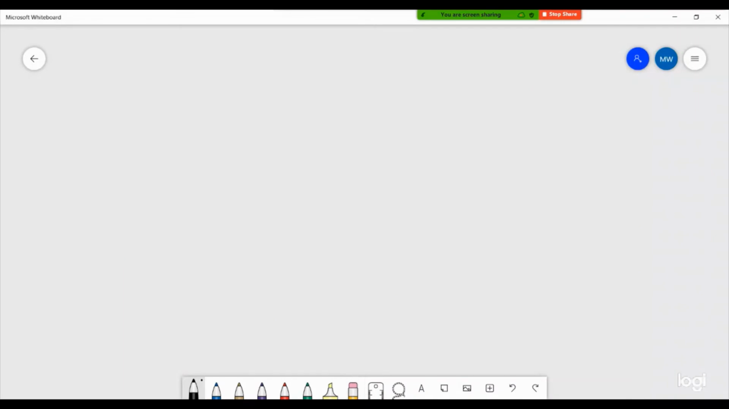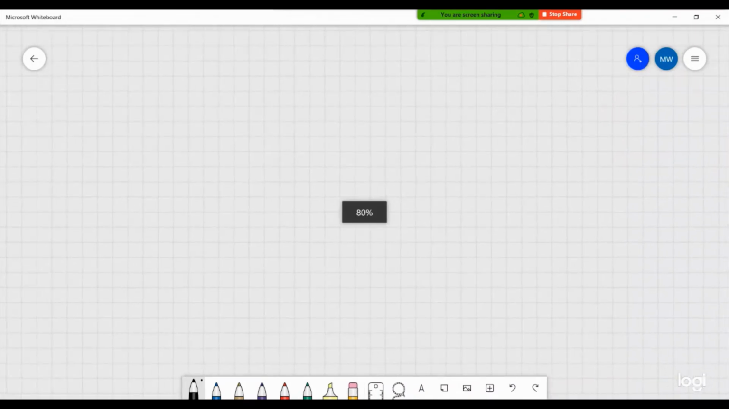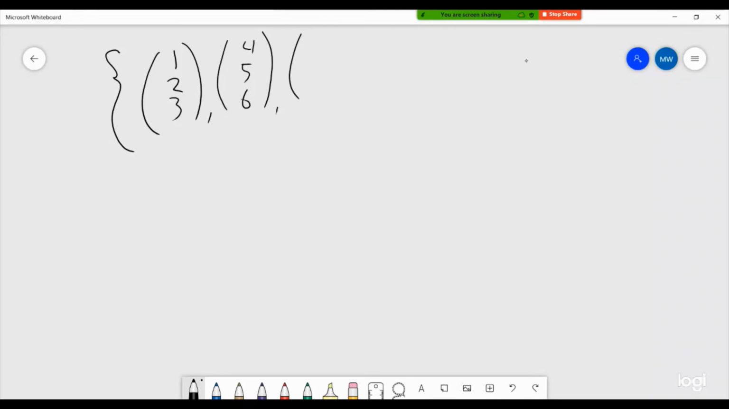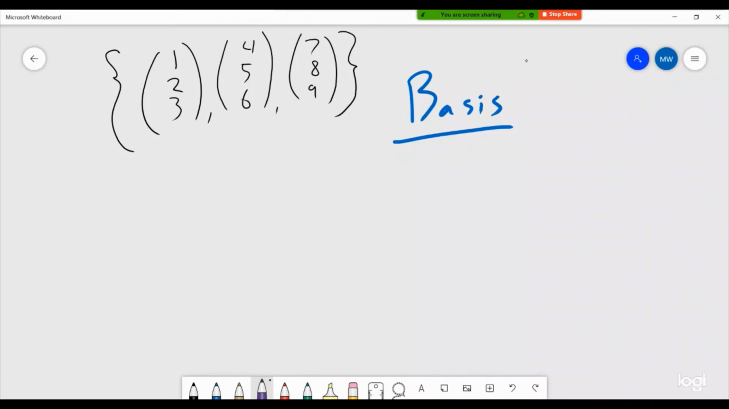Okay, so let's say that we have a set of vectors. So we've got the vectors 1, 2, 3; 4, 5, 6; and 7, 8, 9. So we've got those 3 vectors, and we are trying to find a basis. A basis, if you've forgotten, has the requirement that they need to be, 1, all linearly independent, and 2, they all have to span the set.